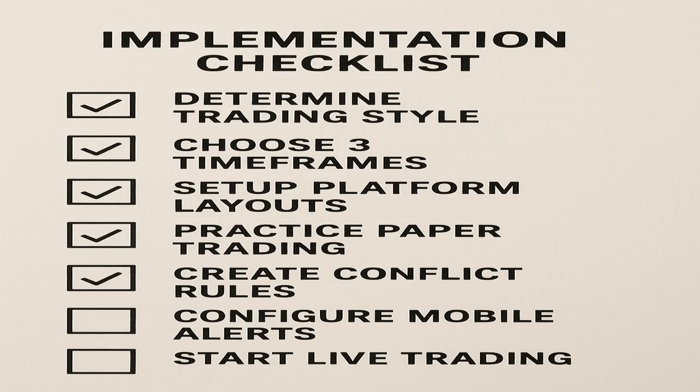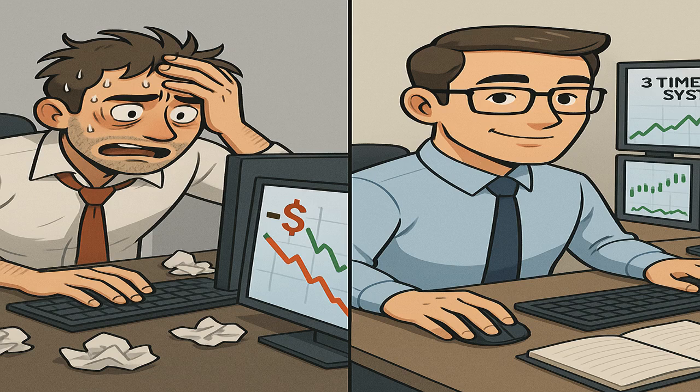Your mobile setup should mirror your desktop hierarchy. Set up 3 charts: primary, secondary, and confirmation. Use simplified indicators that display clearly on small screens. Set price alerts based on your primary timeframe analysis. Enable push notifications for your alerts only, not for every minor price movement. This keeps you informed without becoming a distraction during your workday.